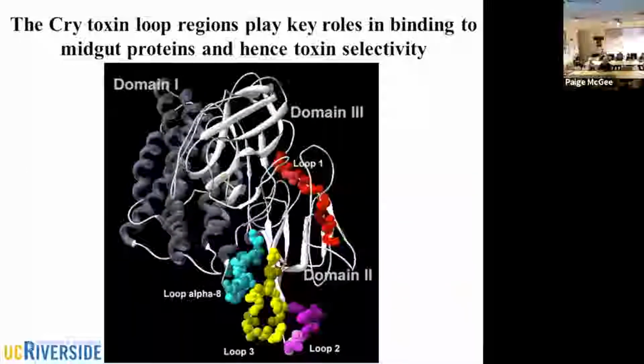So another component that is important in understanding the mechanism of the toxin is that these toxins, especially in domain 2, have unique loop regions. And the loop regions are indicated in this diagram, where the red is loop 1, the purple is loop 2, the yellow is loop 3, and the cyan is loop 4. In particular for Cry11A, the loop alpha 8 is quite important, so keep that in mind when I talk about that. Also, loop 3 plays a role in the case of Cry11A toxicity.